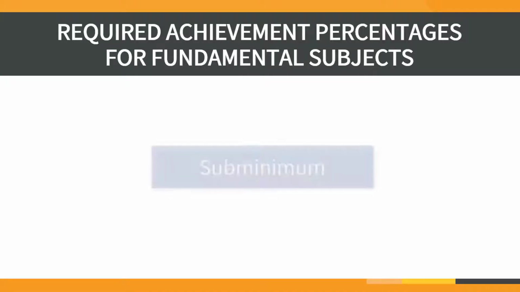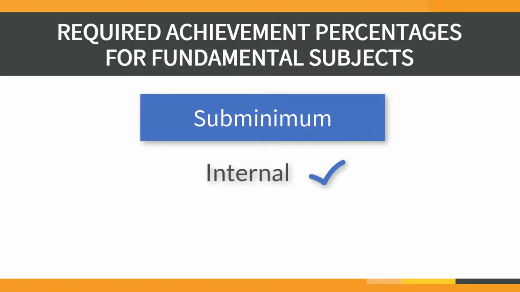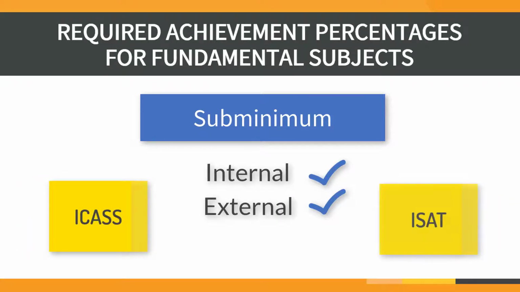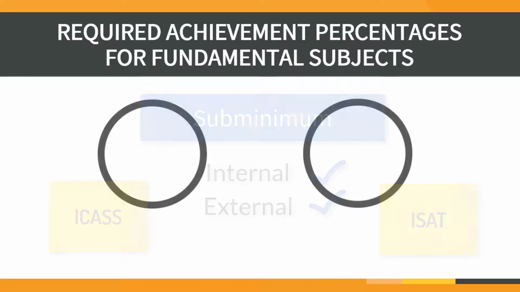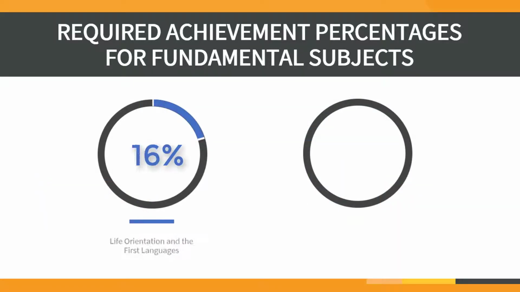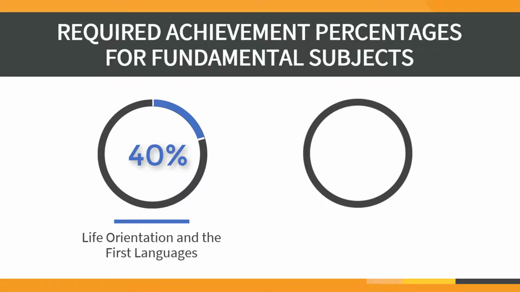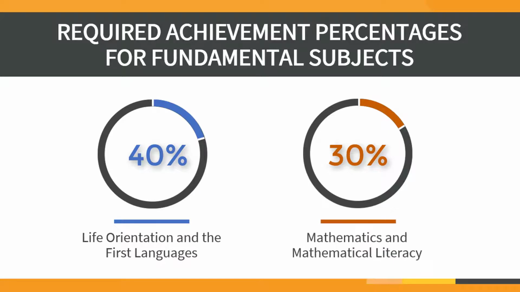NCV policy states that a sub-minimum for both internal and external assessments must be achieved. This relates to both the ICASS and ISAT components. A 40% pass must be achieved in life orientation and the first languages. A 30% pass must be achieved in mathematics and mathematical literacy.